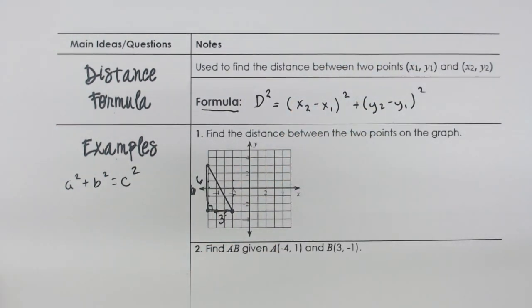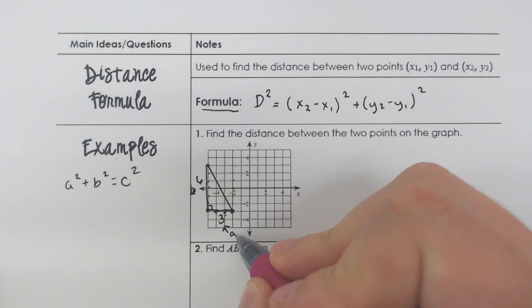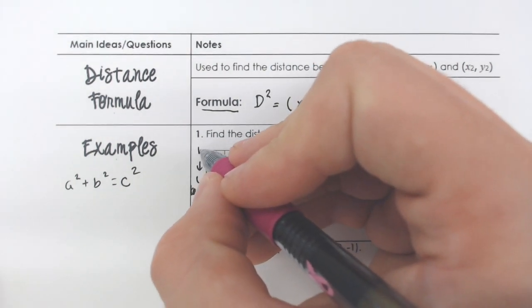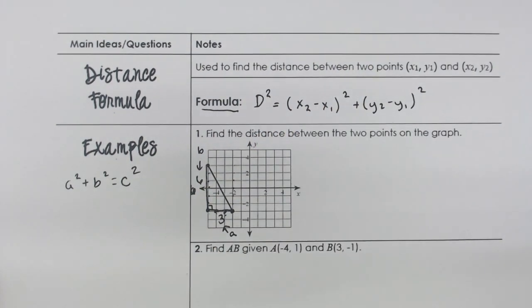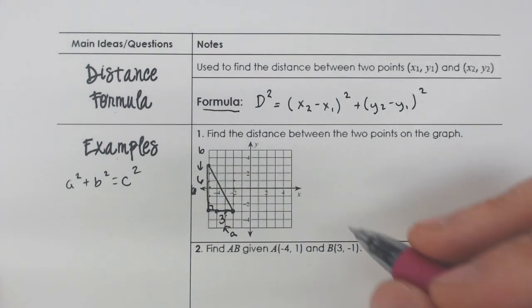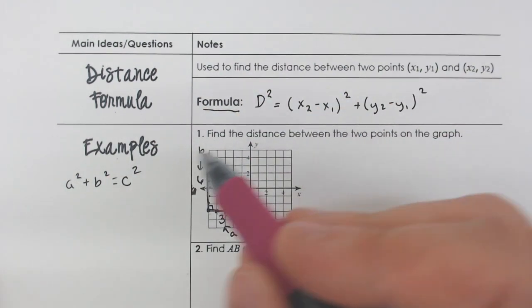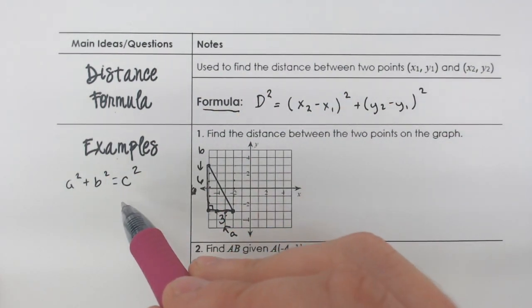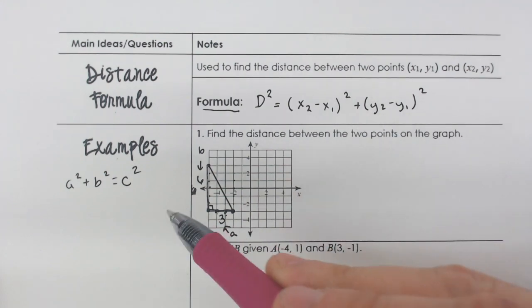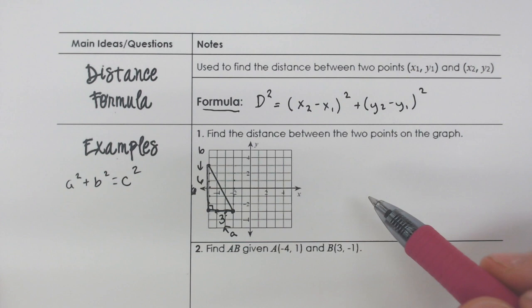So once I have that triangle made, that is my A and my B for the Pythagorean Theorem. The A and the B are interchangeable, so don't panic on that one. So I'm going to fill that into the Pythagorean Theorem. The distance formula is the Pythagorean Theorem, and the Pythagorean Theorem is the distance formula. So they are interchangeable depending on the scenario you're given.